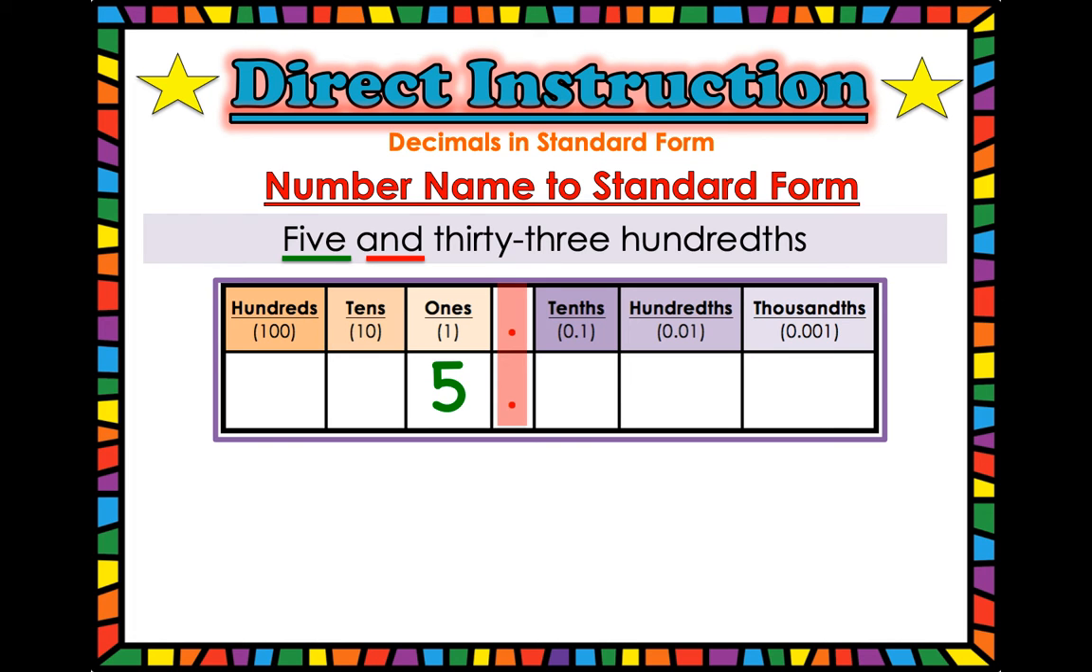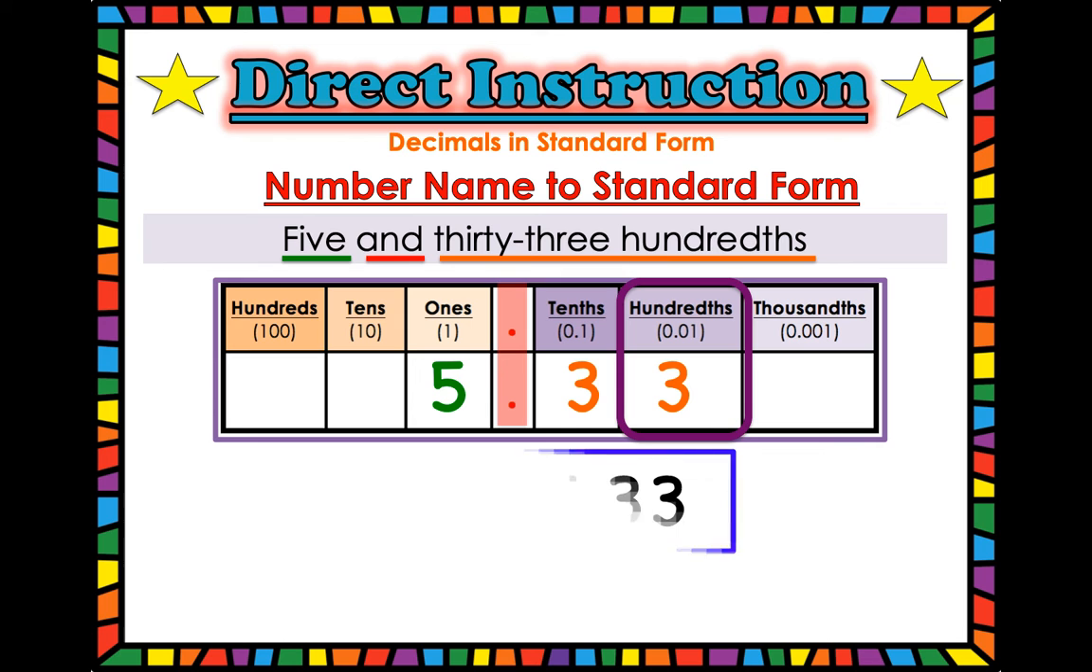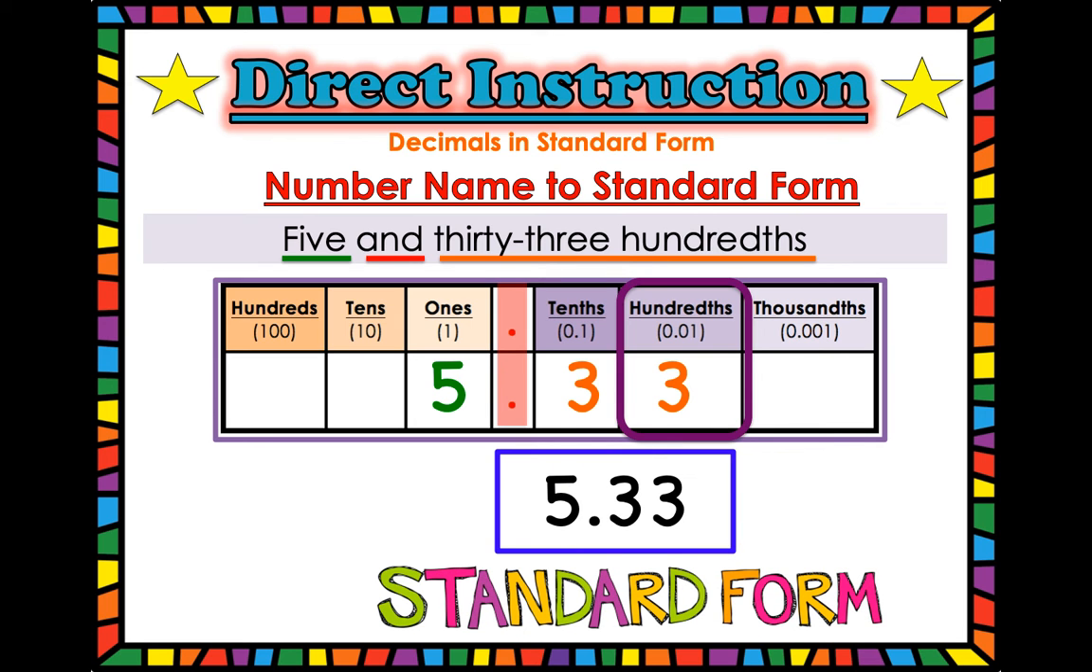Now we know where we're going to end because it says hundredths here. So it's 33 hundredths. So a 3 will go here in the tenths place, and a 3 will go here in the hundredths place. Okay, let's do another one. So this is it in standard form, 5.33, but we know we don't read it like that. We read it as 5 and 33 hundredths.